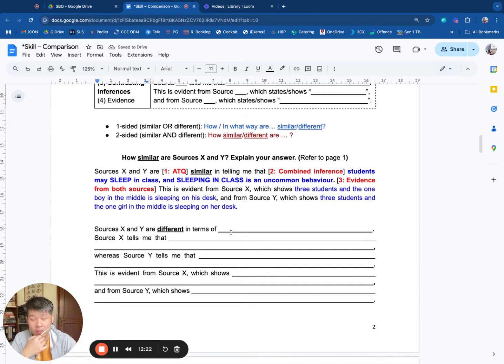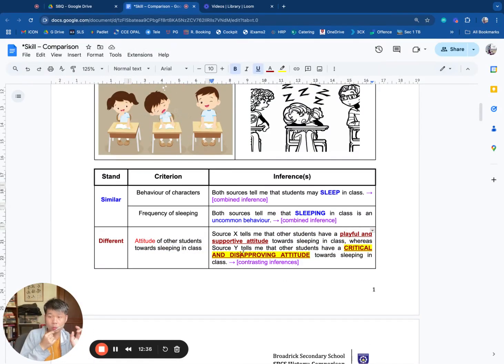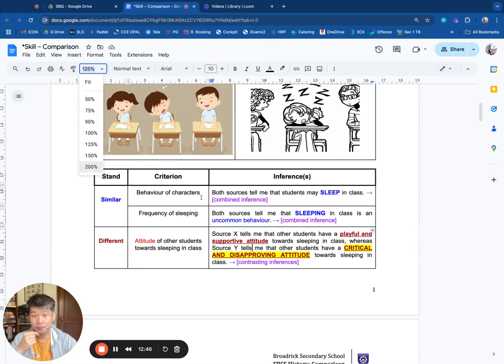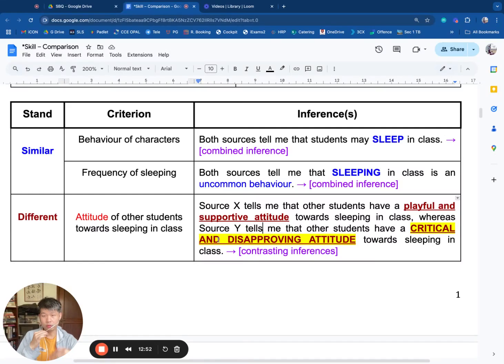Okay. What about difference? How are they different? Sources X and Y are different in terms of, here, can we try doing it on our own? So what I want you to do is, I would like you now, my Sec 1 students, to pause my video, take reference from this, and try to fill up the difference on your own. I'm going to zoom in here nice and large for you to refer to. Try to fill up the difference on page 2 using this. Figure it out. Pause the video.